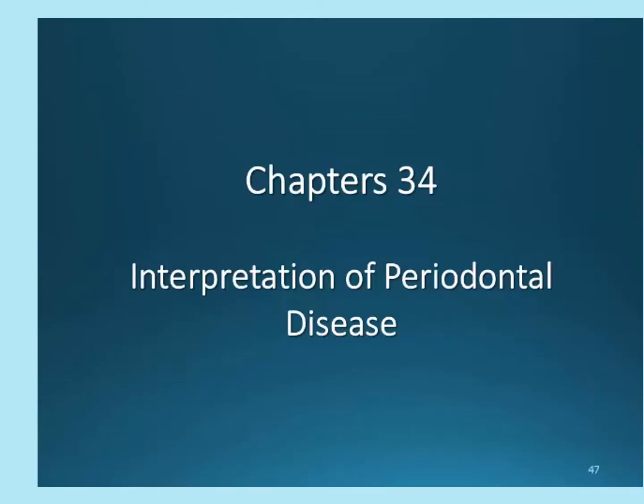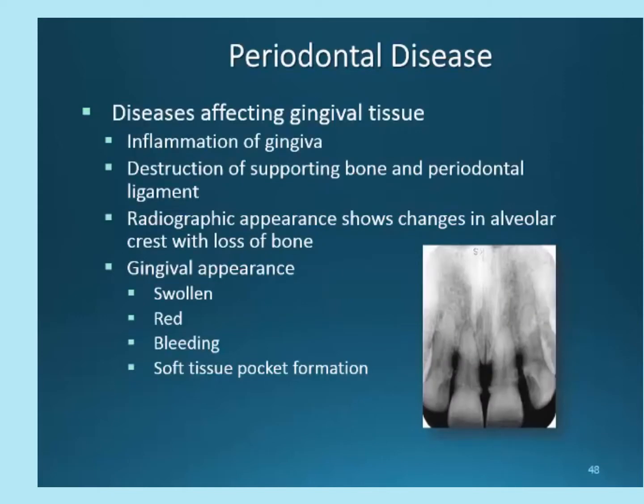All right, so we finished our interpretation of decay, and we're going to be moving into chapter 34, which will be on the interpretation of periodontal disease. Periodontal disease is a disease that affects the gingiva and periodontal structures. This disease causes inflammation and bone loss. It is detectable on radiographs, but again, like dental caries, destruction must be advanced enough to detect in films.